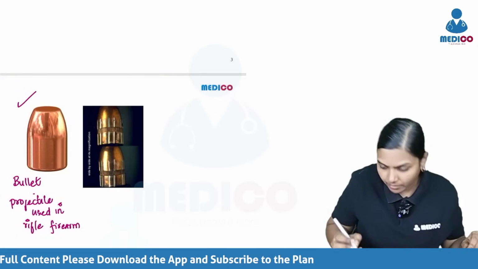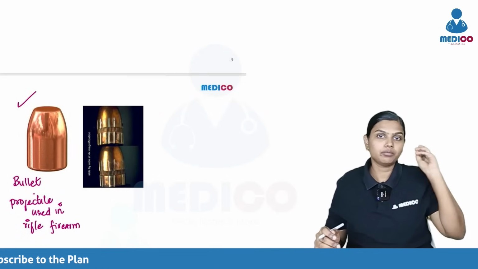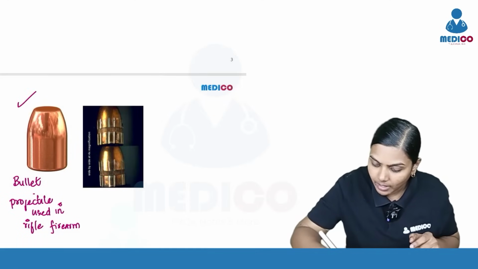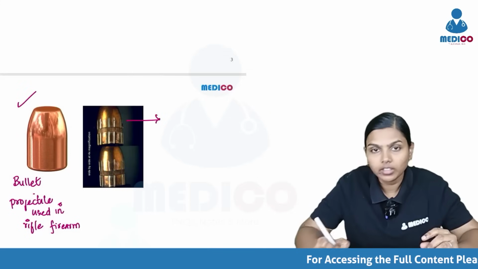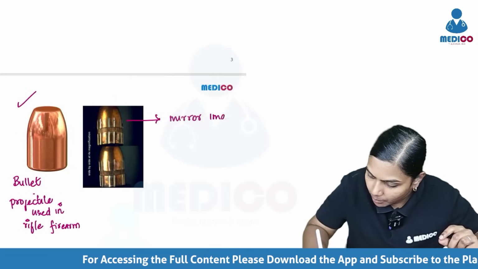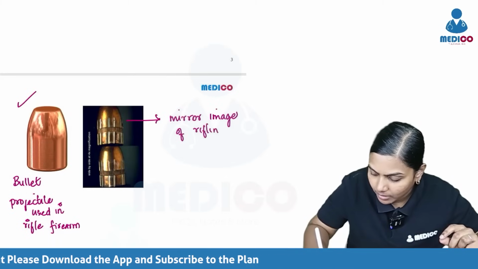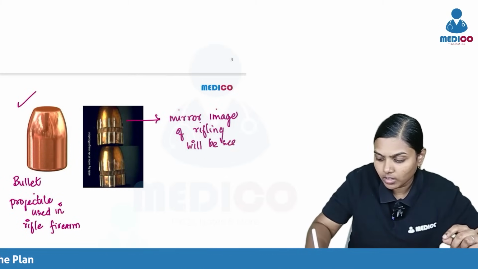And when the bullet is passing through the rifled bore when it is shot, what will happen? All the markings inside the gun will appear on the bullet. The mirror image of the rifling will be seen over the bullet.